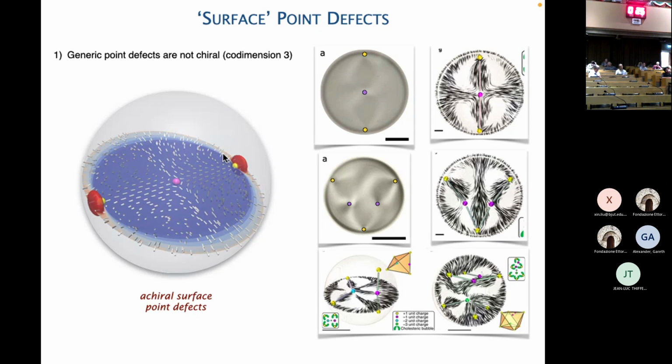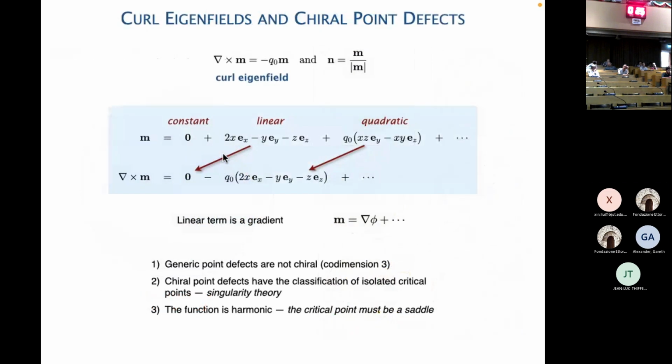So the distinction between the defects that sit in the interior in these experiments and those that sit on the surface is that the ones that sit on the surface are generic zeros, which are not chiral, and the ones that sit in the interior are special. Okay. And the picture that I have here, the color coding is that if you have the correct handedness, you're blue. If you have the wrong handedness, you're red. So that was one part.